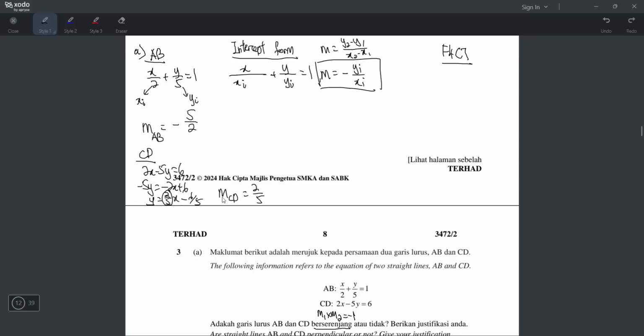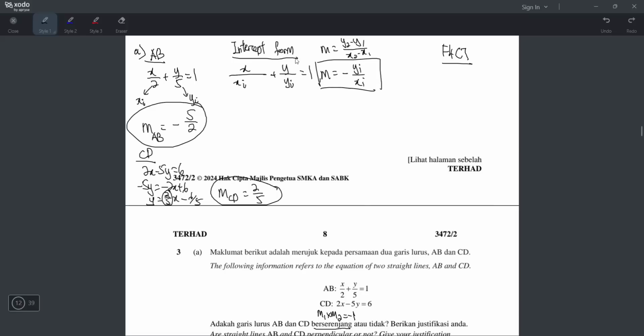Okay, so this is the gradient for the second line. This is the gradient of AB, this is the gradient of CD. Faham maksud saya kan? But why for the first line AB I never do it like that? Why I never change to y equal mx plus c? Sebab dia dah bagi dalam intercept form.